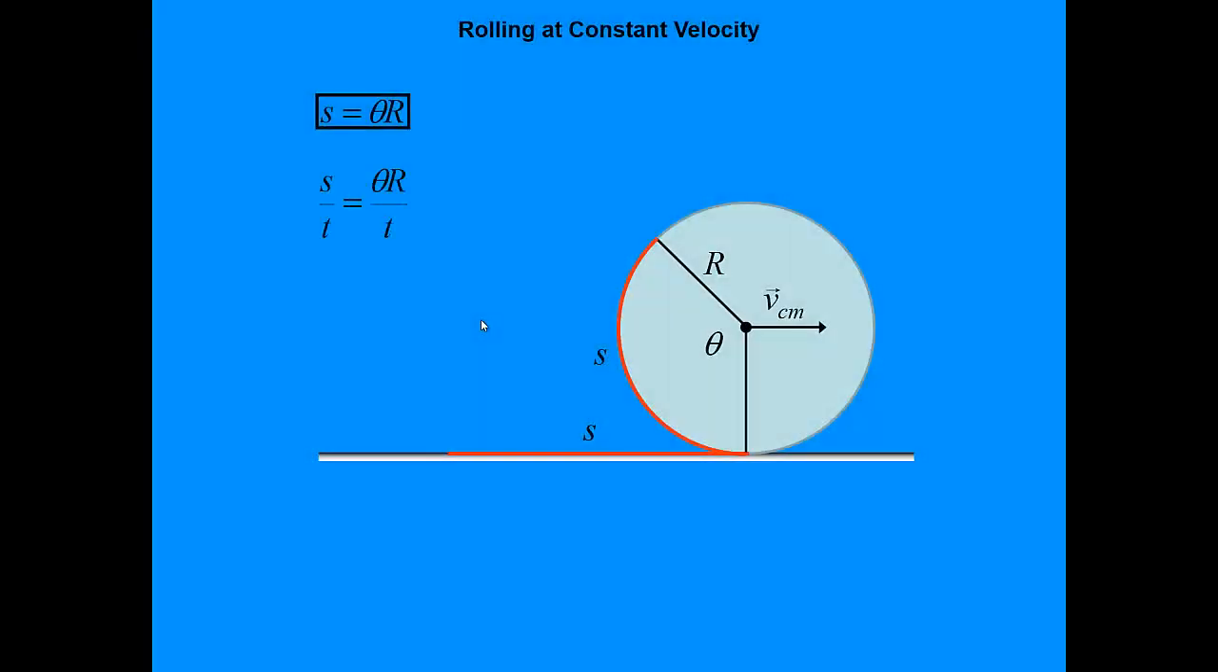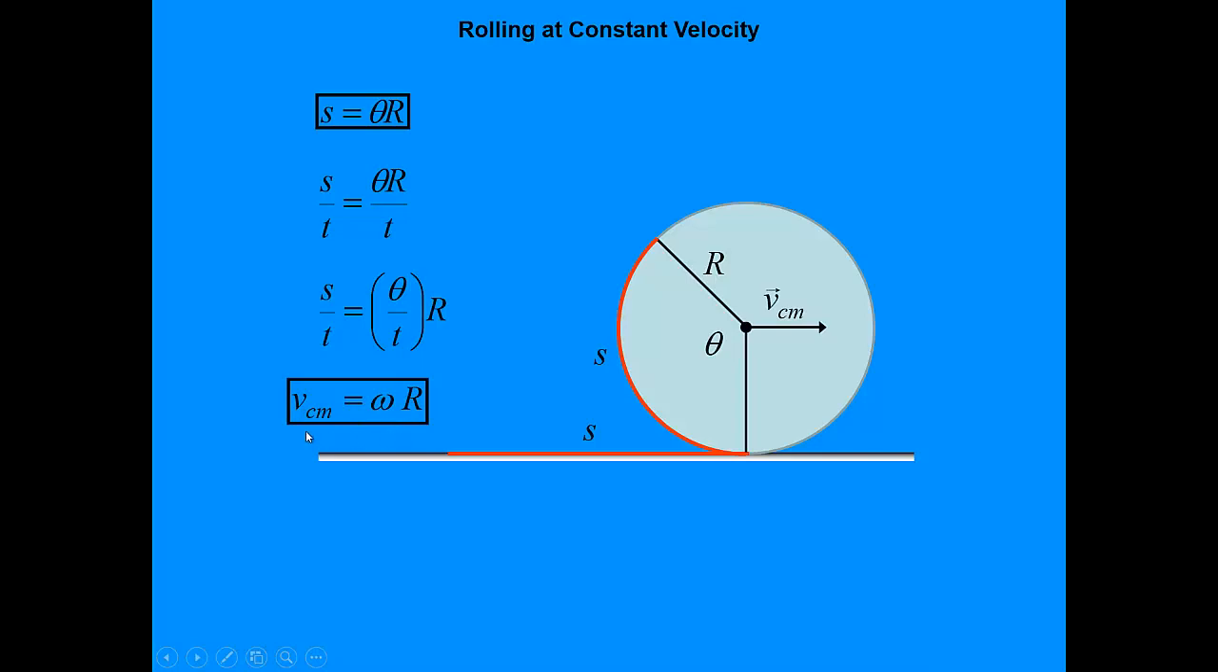And if we divide both sides by the time, why not? Notice what we have over here. We have distance over time. This is the distance the center of mass moved, divided by the time. It's moving constantly, so what is that? That's the speed of the center of mass. And what's angular position over time? That's the angle it rotated through in the time. Yeah, that's the angular velocity. So, we can relate the speed of the center of mass to the angular velocity.